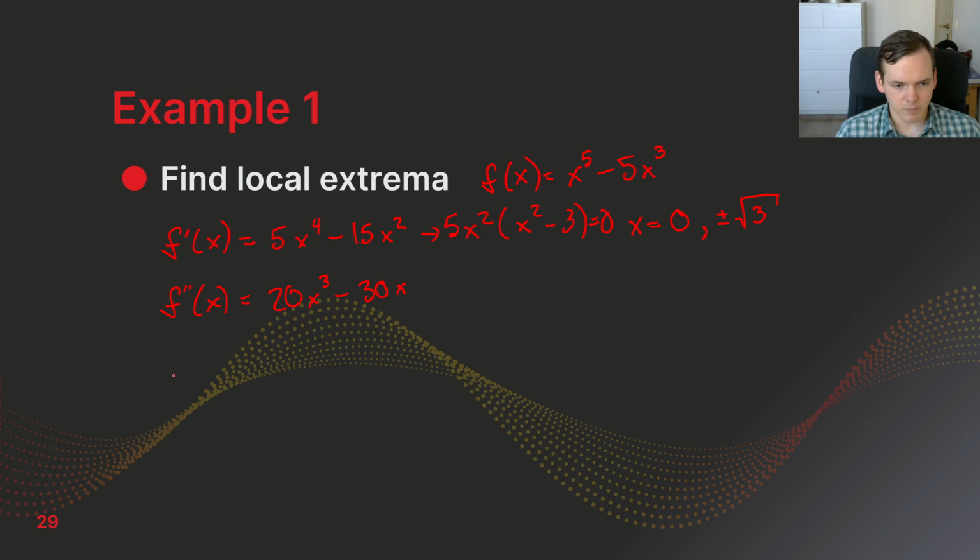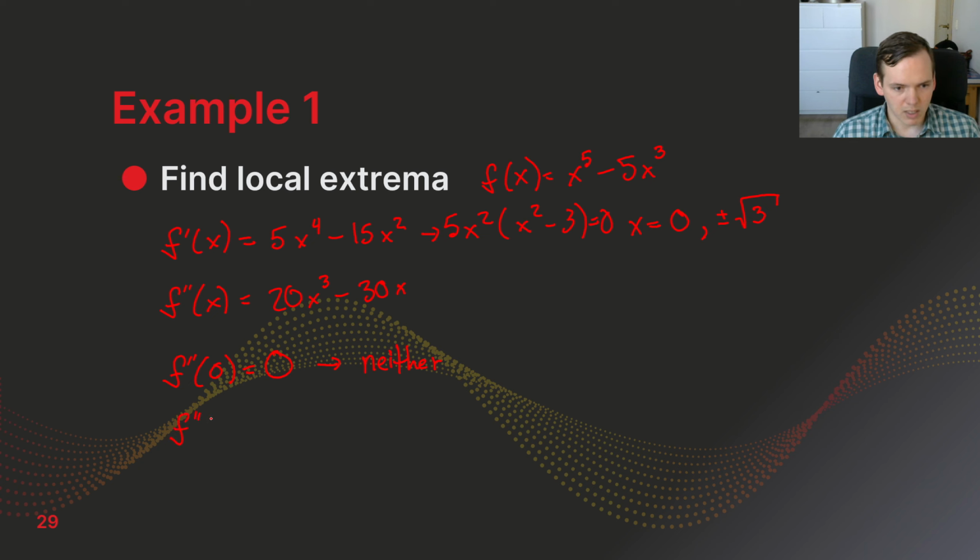F double prime of 0 is equal to 0, and that means neither. It's not a local minimum or a local maximum, because that's a candidate for an inflection point. If both the first and second derivatives are 0, it ends up being an inflection point that's also a critical point.